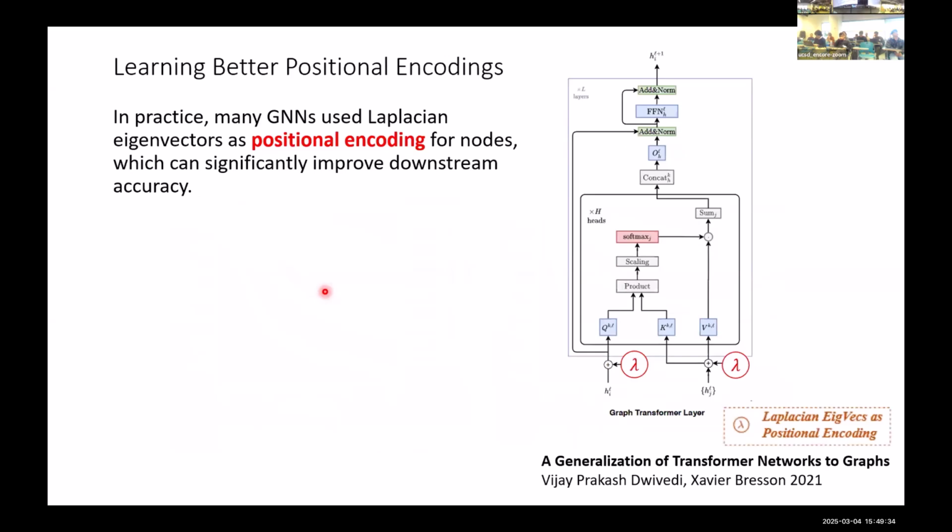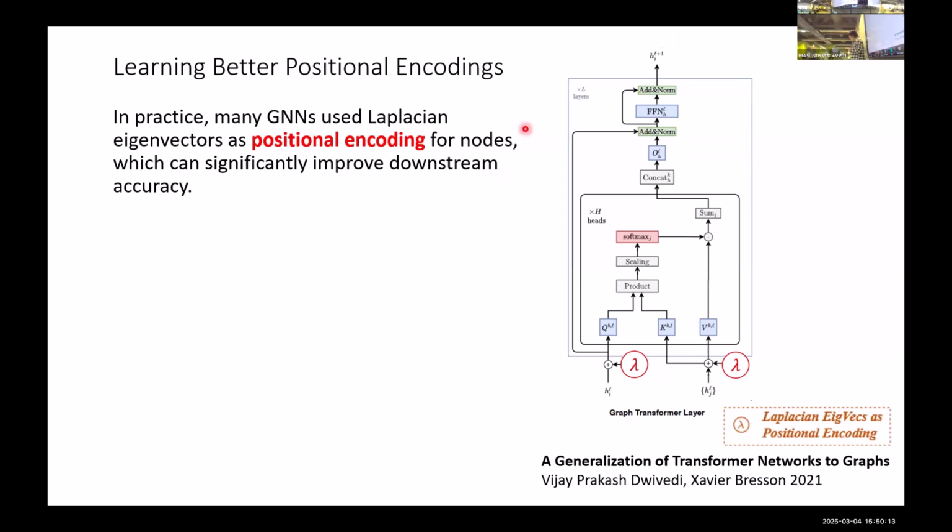And as a concrete application of this theory, we try to use a linear transformer to learn better positional encodings. In practice, graph neural networks, and by graph neural networks I mean these complicated, fancy graph neural networks with their attend-only-to-the-neighbors mechanism and lots of different things, use the Laplacian eigenvectors as position encoding for the nodes, because those eigenvectors tell you how the nodes are connected. And this makes a significant difference for improving downstream accuracy.